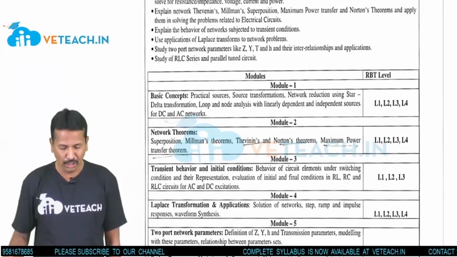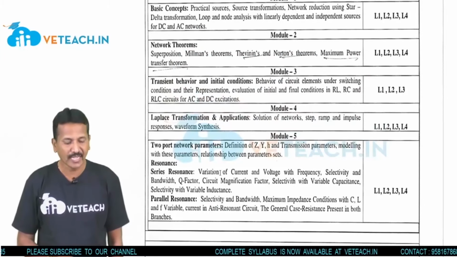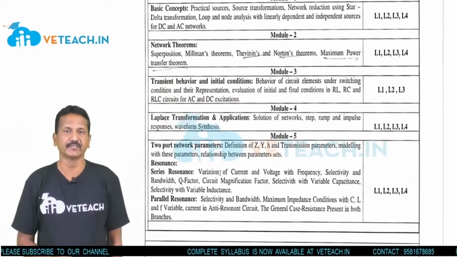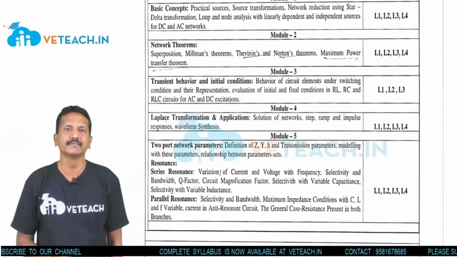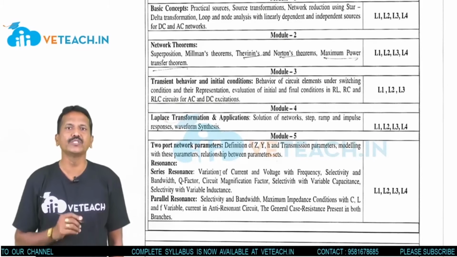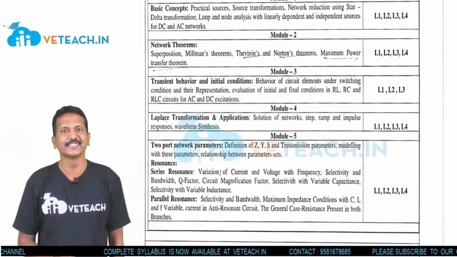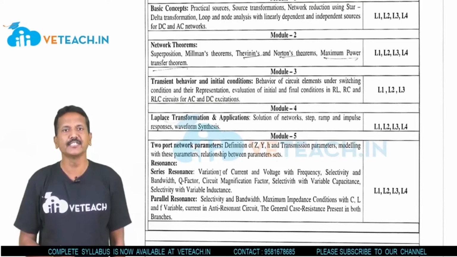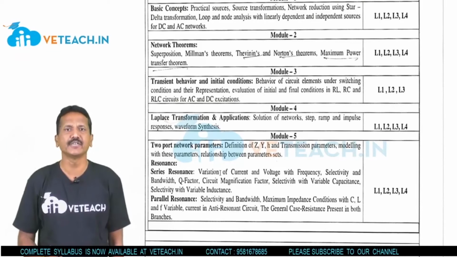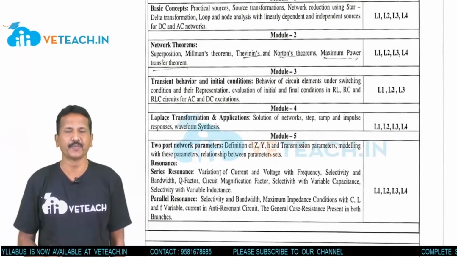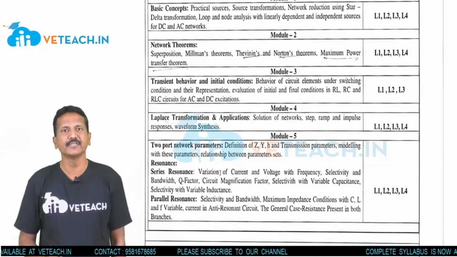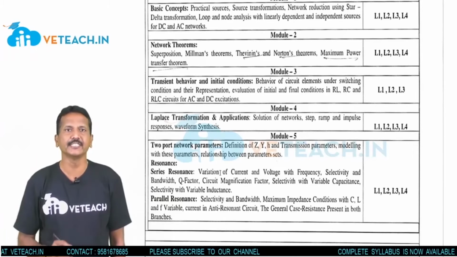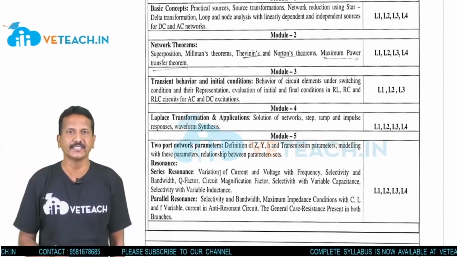So coming to module 3. In module 3, transient behavior and initial conditions. Students, have you heard this word transient? We have two states, steady state and transient state. Steady state is nothing but always constant with respect to time. It never changes. That we call a steady state. Our entire electrical system is in a steady state. In the transient state, there is some change. That state we call a transient state.